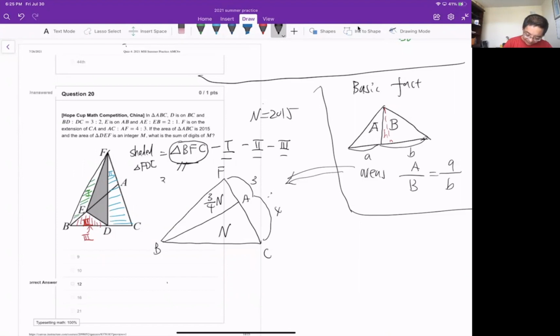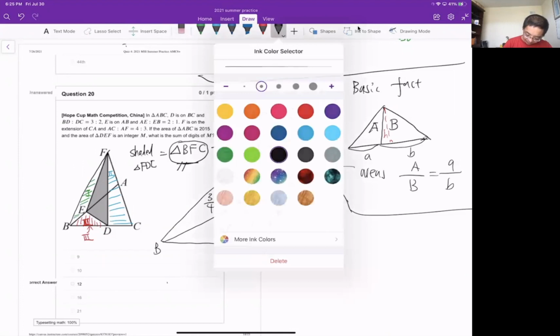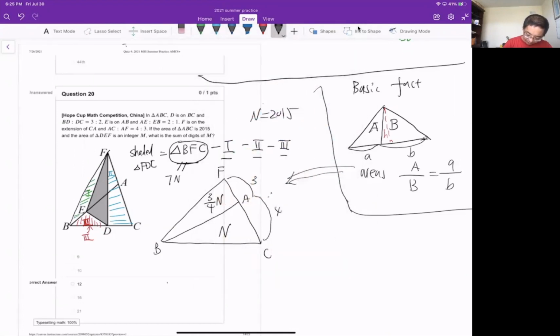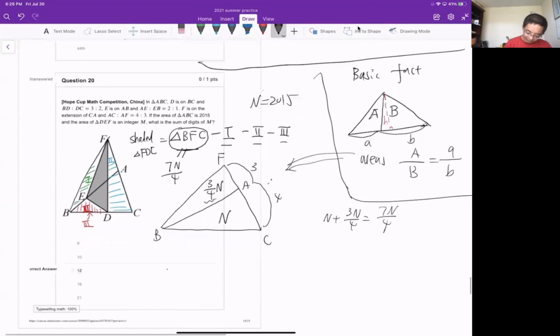This will be N plus 3N over 4, which is 7N over 4. You just add them together, right? So N plus 3N over 4, so it's 7N over 4. Now let's calculate part 1.